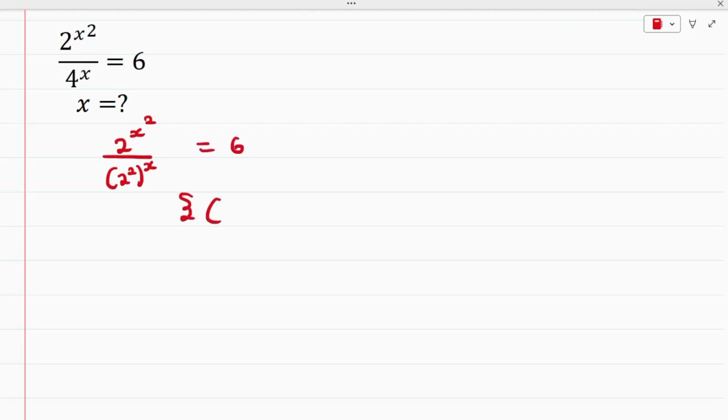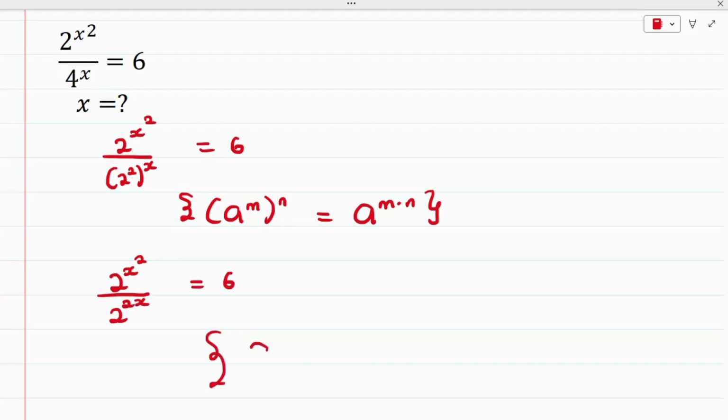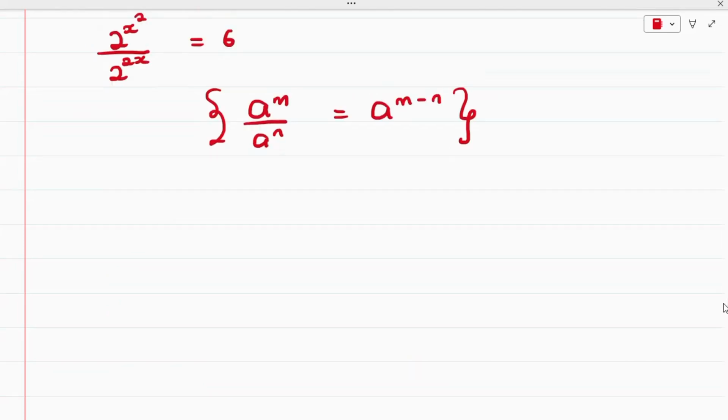But we know that if we have a raised to the power of m, raised to the power of n, this is equal to a raised to the power of m times n. So applying this to the denominator, we have 2^(x²) divided by 2^(2x), which equals 6. But from the property of exponents, a^m divided by a^n equals a^(m minus n). So we simply apply this property, and we have 2 raised to the power of x² minus 2x, and this equals 6.